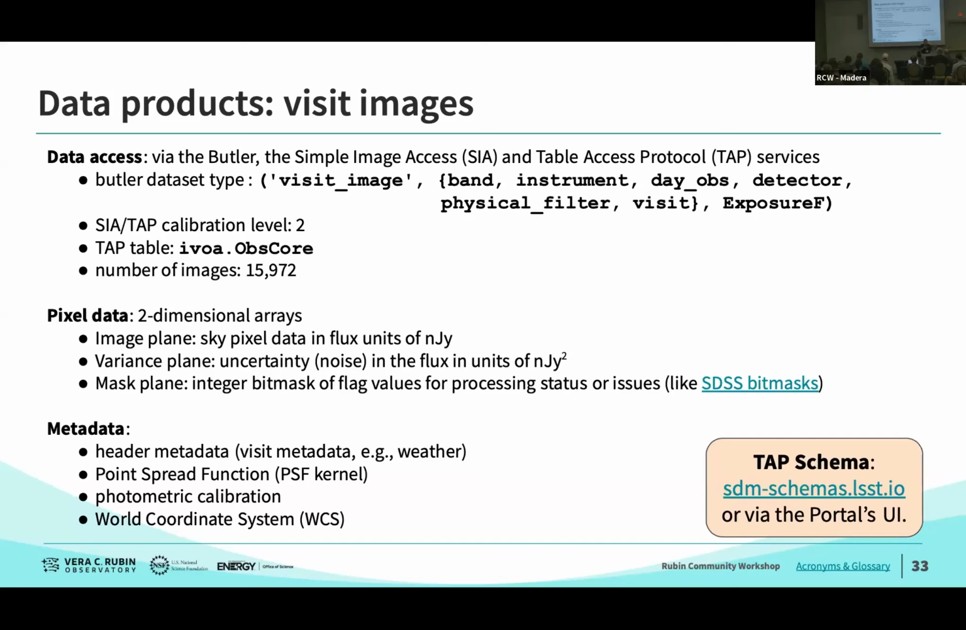The pixel data includes the image itself, with the sky pixel data in units of nanojanskys. You also get a variance plane, which includes the uncertainty, and also some masks, so that you can see what was removed, for example a cosmic ray. But it also includes metadata, like information about the visit, the weather, the PSF, and the world coordinate system, the WCS.